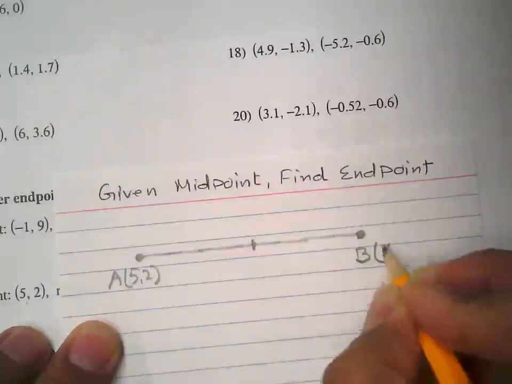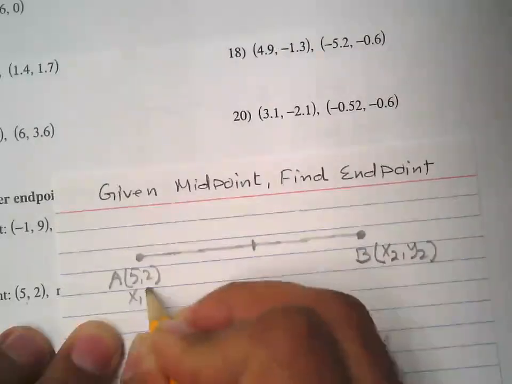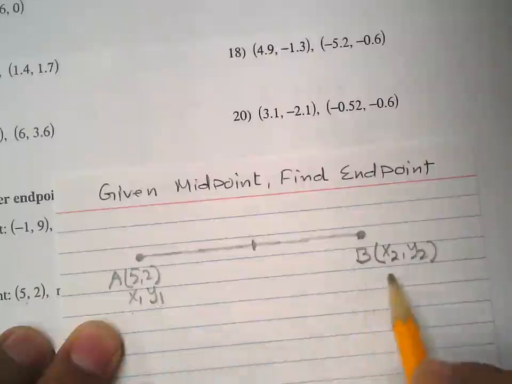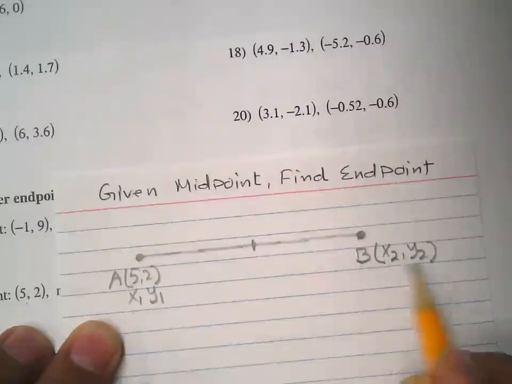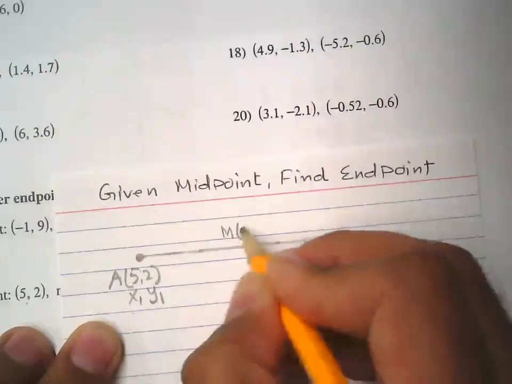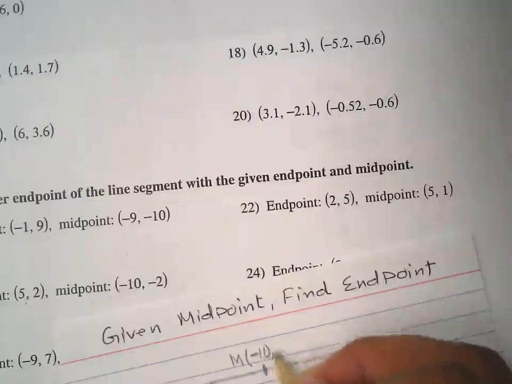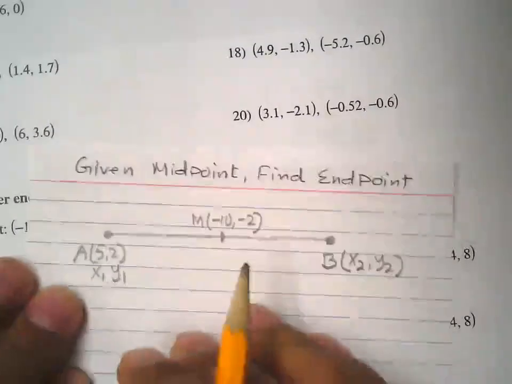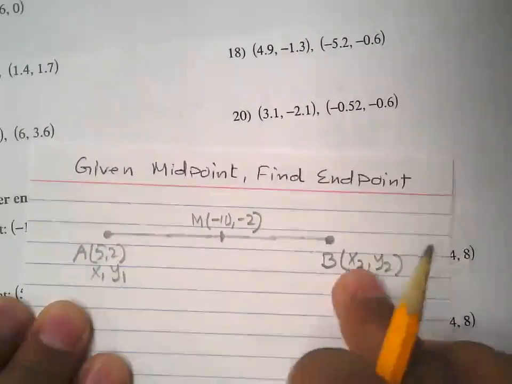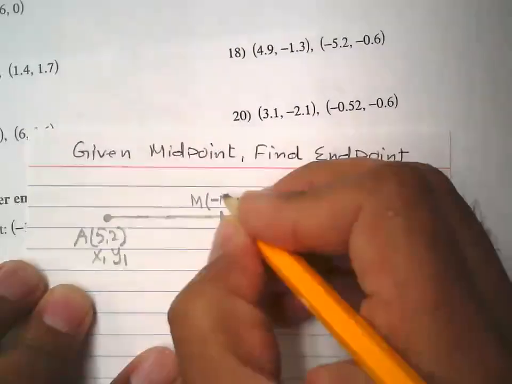That's why I'm going to call this x2 and y2, and this is x1 and y1. They gave you x1 and y1. They did not give you x2 and y2. But they gave you the answer, the midpoint M, which in this case is (-10, -2). So they give you the midpoint and one endpoint, and you need to find the other endpoint. That's the problem, right?